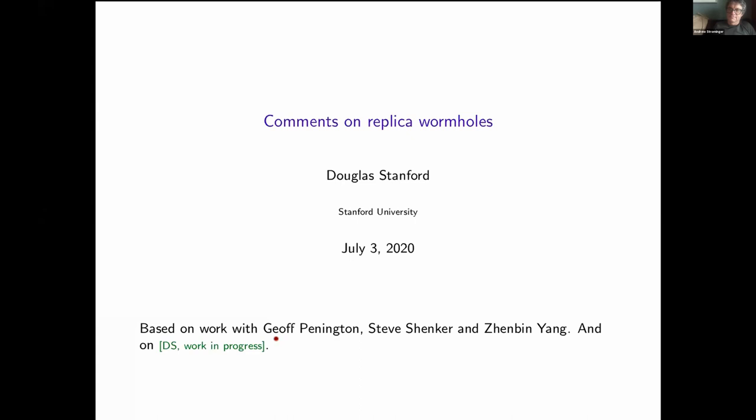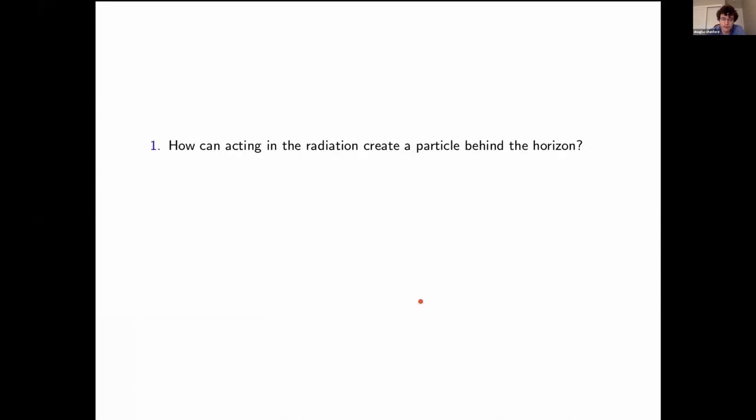This talk is based partly on work with Jeff Pennington, Steve Shenker, and Shenbin Yang, and partly on some work that's in progress. So what we're going to do is discuss two sort of unrelated questions having to do with replica wormholes. The first one is this: how can acting on the radiation create a particle behind the horizon? If the radiation of an old black hole describes the island behind the horizon, then it should be possible. But how exactly does geometry show us that it works? So that's the first question.